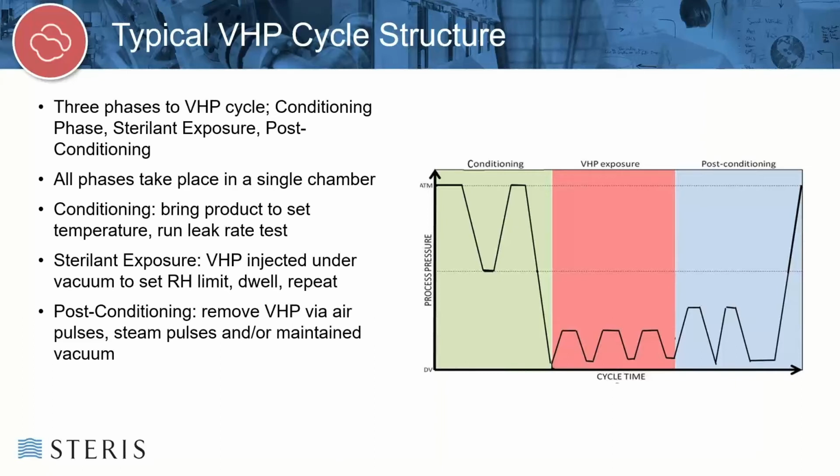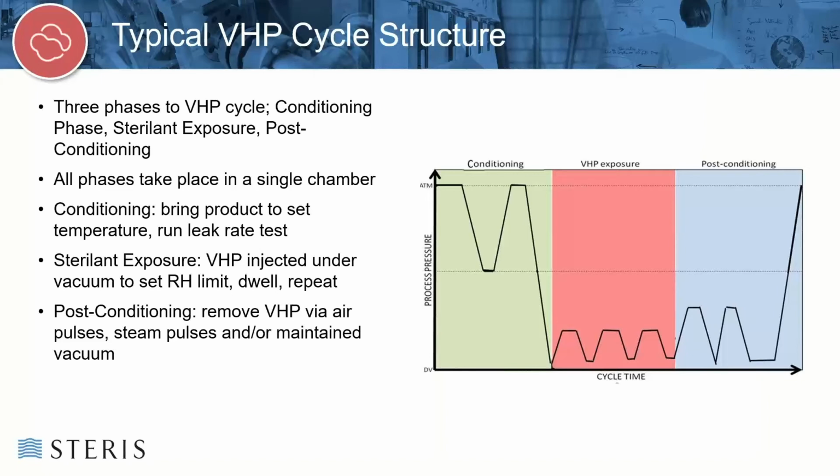And we'll start then with the conditioning phase, which is basically just where we bring the product to the set temperature we're going to process at. So if we're going to go at 35 degrees Celsius, we make sure that the load is at 35 degrees before we go into the exposure phase. While this is being done, we run a quick leak rate test where we just pull a partial vacuum, hold that there for a few minutes to make sure that there are no leaks in the chamber before hydrogen peroxide gets introduced. And then we'll go back to atmospheric pressure before starting into the exposure phase.